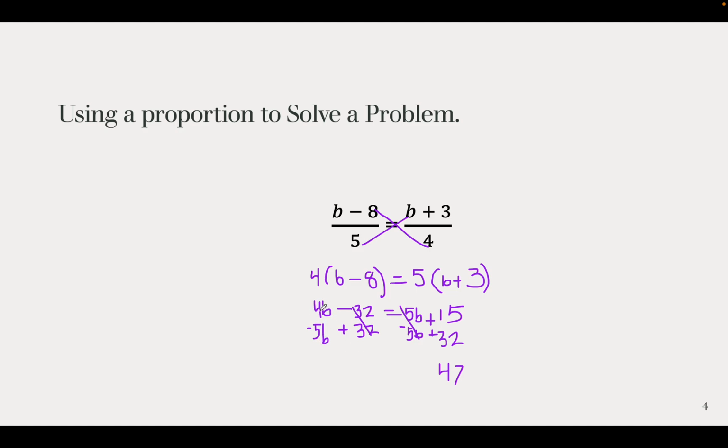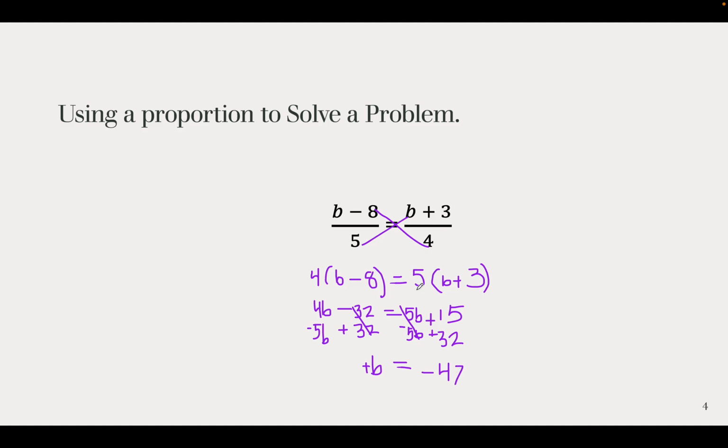negative b, negative 1b, right? I'm going to leave off the 1. I'm just going to call it negative b. Negative b equals 47. The easiest way to do this when you have a negative variable like this is just flip the sign. Make it a positive. And if I flip this sign, I must flip the other sign. Boom. So b equals negative 47.